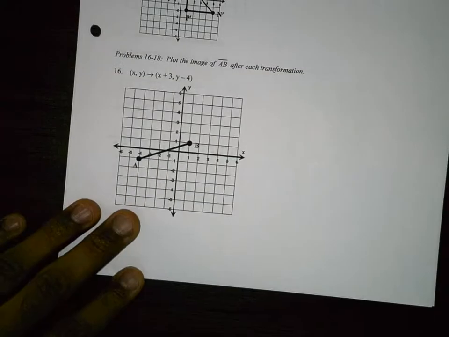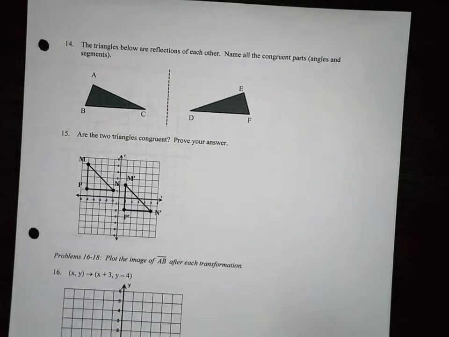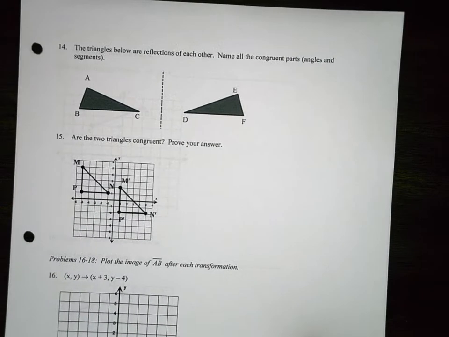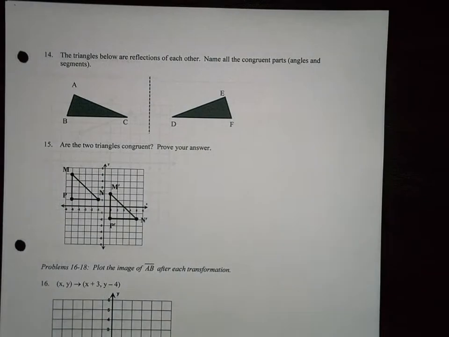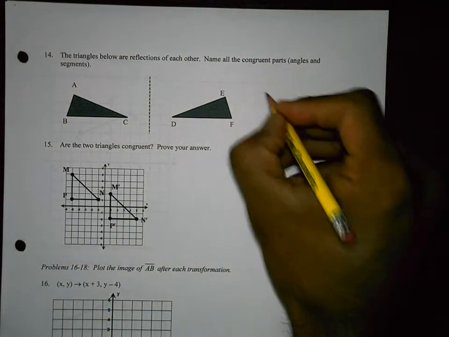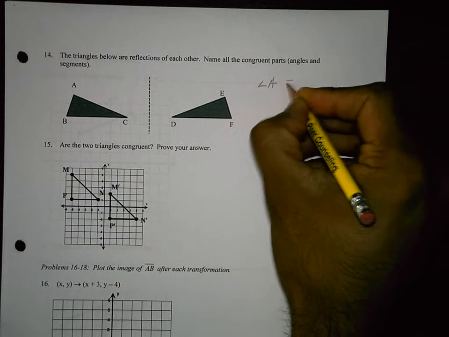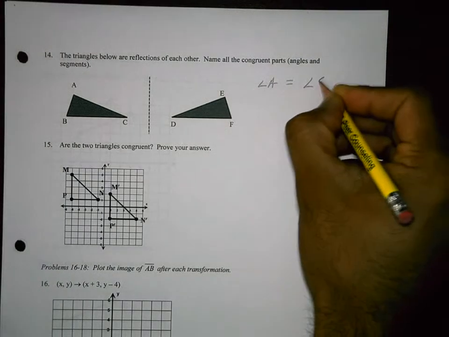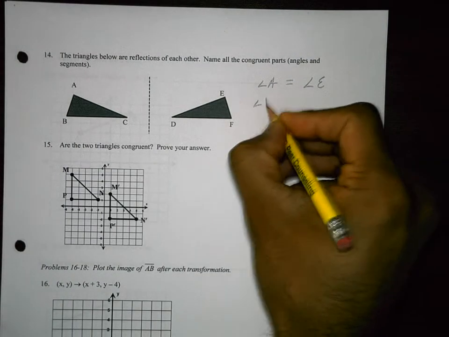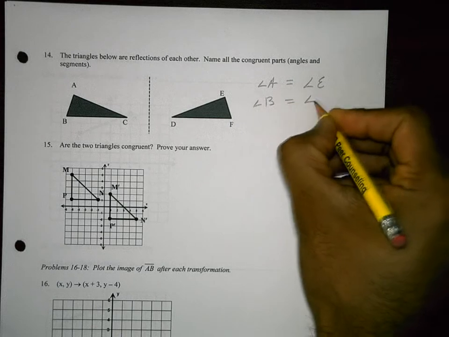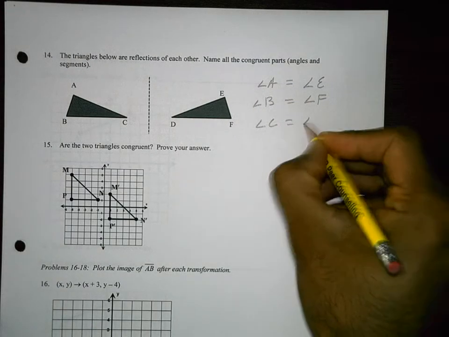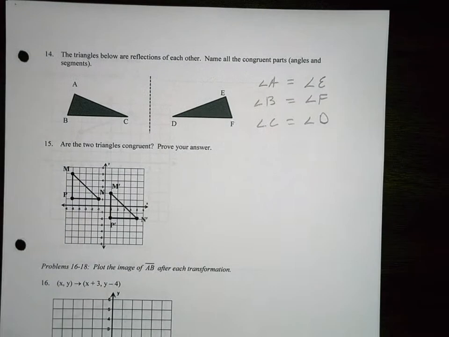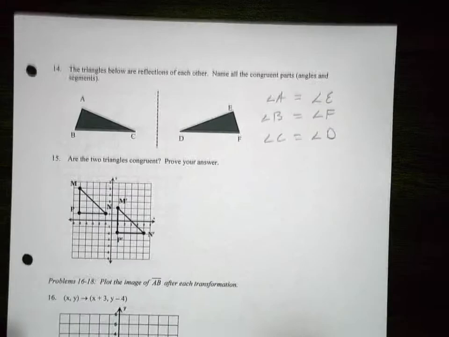All right. Number 14. The triangle below reflects over each axis. So they want us to name all the congruent parts. What goes with what, or what corresponds with what. So I'm going to say here, angle A goes with angle E. Angle B goes with angle F. Angle C goes with angle D.